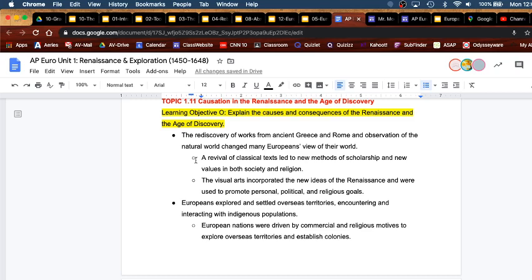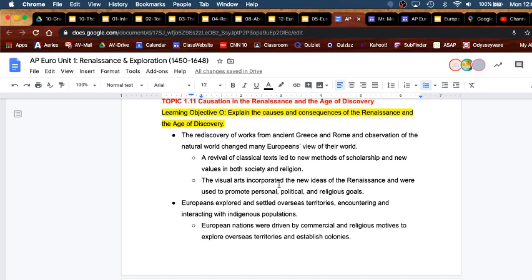The Renaissance is going to directly lead to a reformation in Christianity. This Renaissance is directly going to challenge people and how they see their world, and they're going to go out and explore it, and it's going to shape the modern world that we live in.